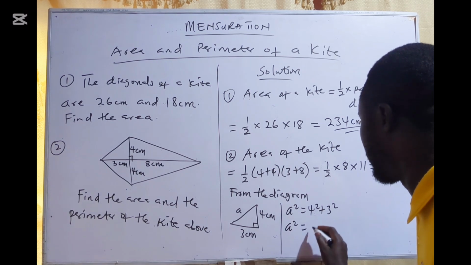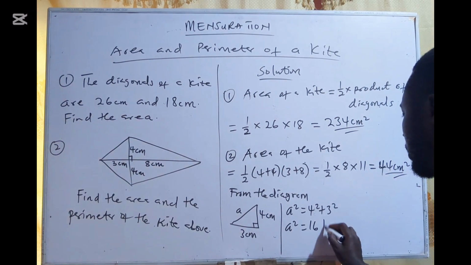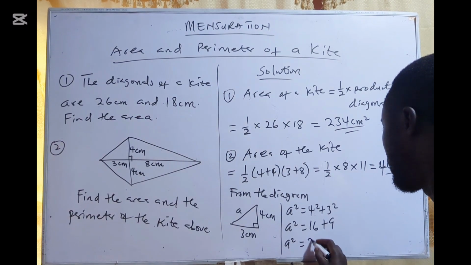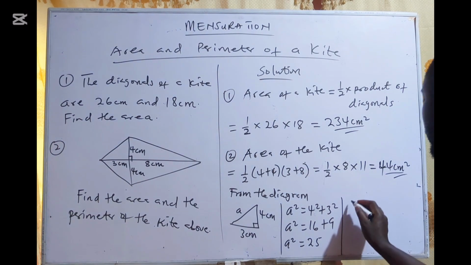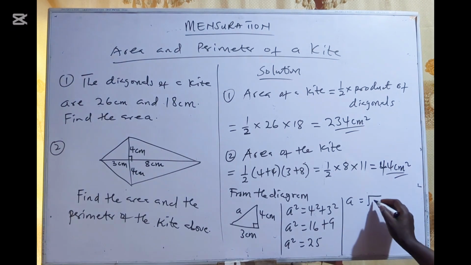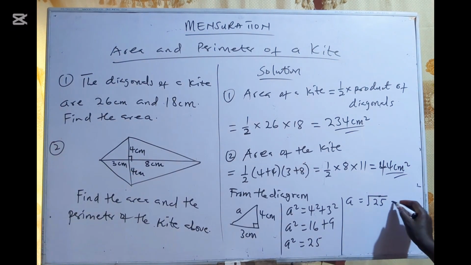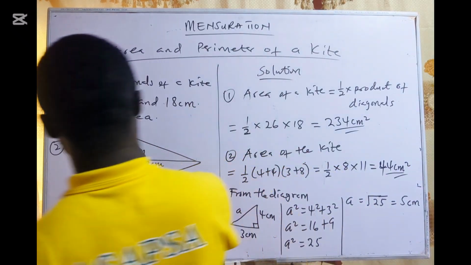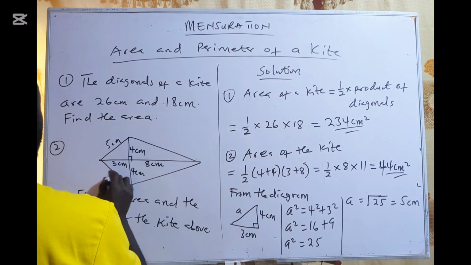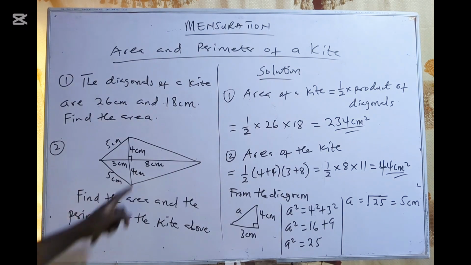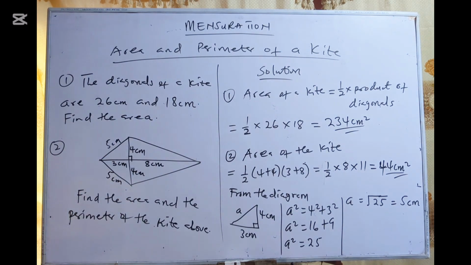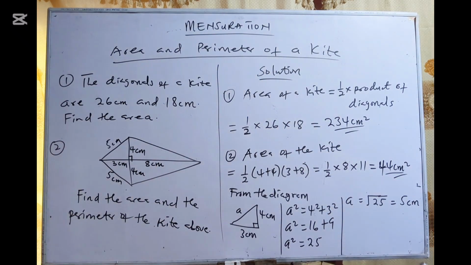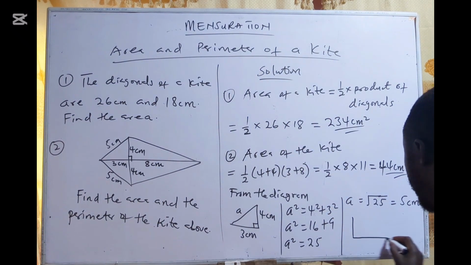And A square will give me what? 4 square is 16 plus 9. What is 16 plus 9? 25. And A is equal to the square root of 25. And that will give me 5 centimeters. So it means that this side is 5 centimeters. The same will apply here, because this right angle triangle is the same as this right angle triangle. Then it's left with this particular side. Okay?